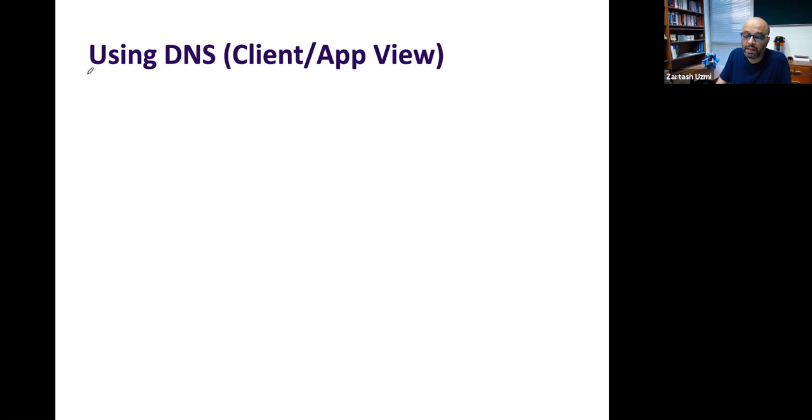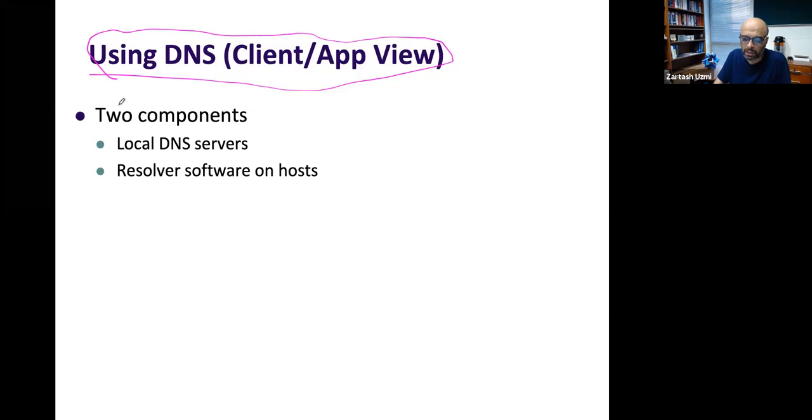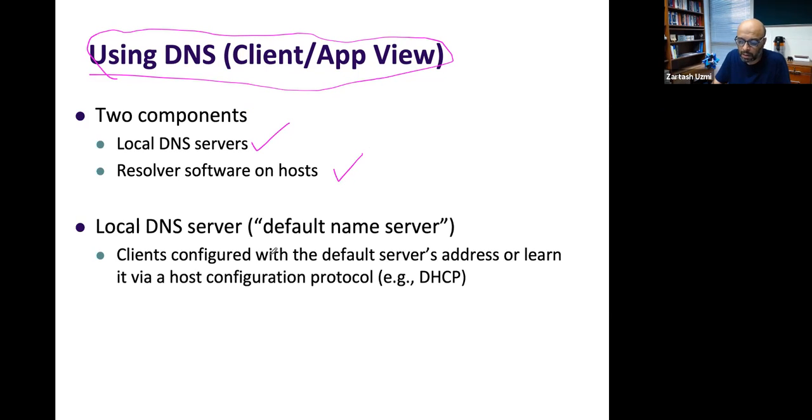So this is the client application view. By the way, when we say client application view, it means that your browser might be doing that behind the scenes. So there will be client code there, and that code will be performing this translation for you, the application. So this has two components. There is a local DNS server and then the resolver software on the host machine. To give you an example, you will contact this local DNS server, which is configured in your network settings.